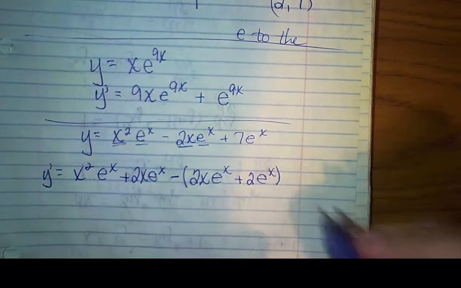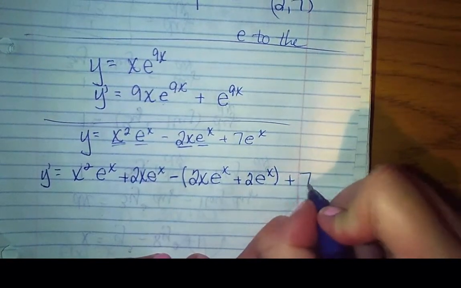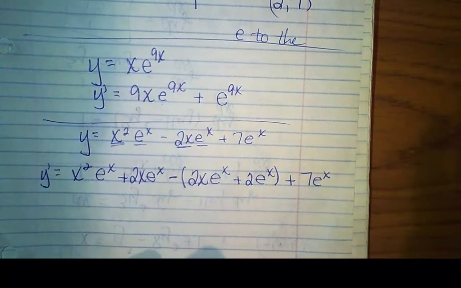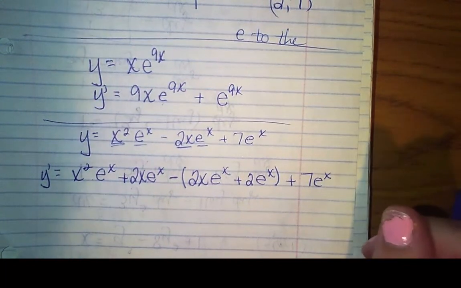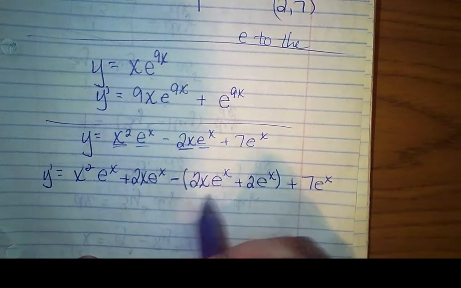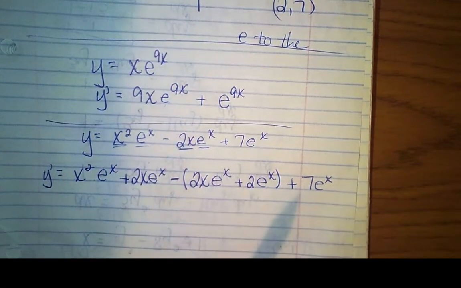So now I'm on the last one. So 7 is coming along as a constant multiple, and the derivative of an e to the is write what's sitting there times the derivative of your exponent. So that just goes to 1. So you're done. That's it. If you want to distribute this negative to get rid of those parentheses, you can.